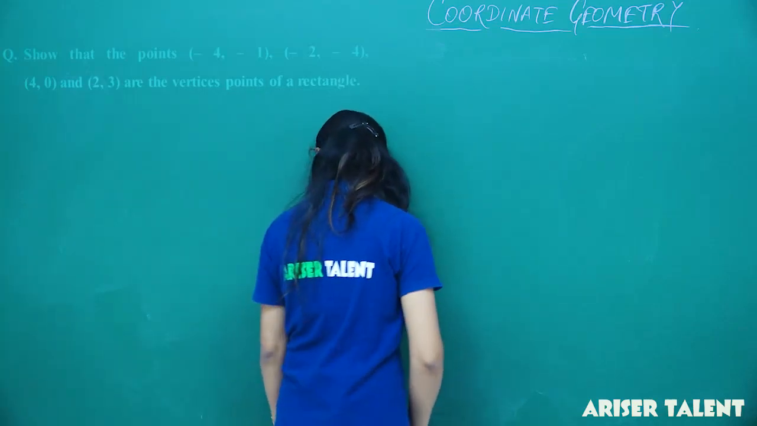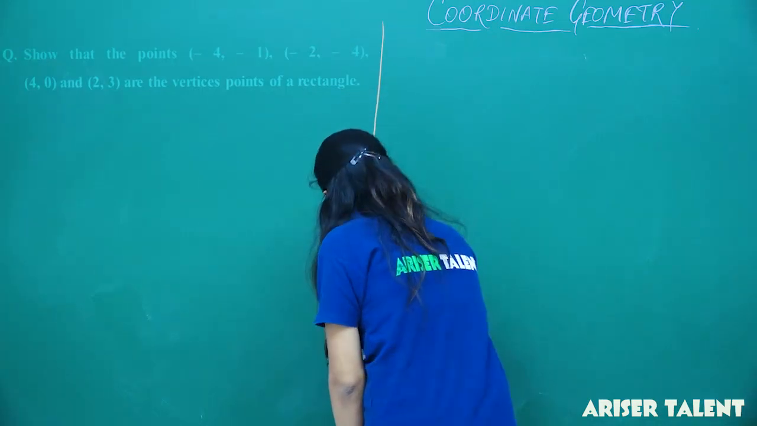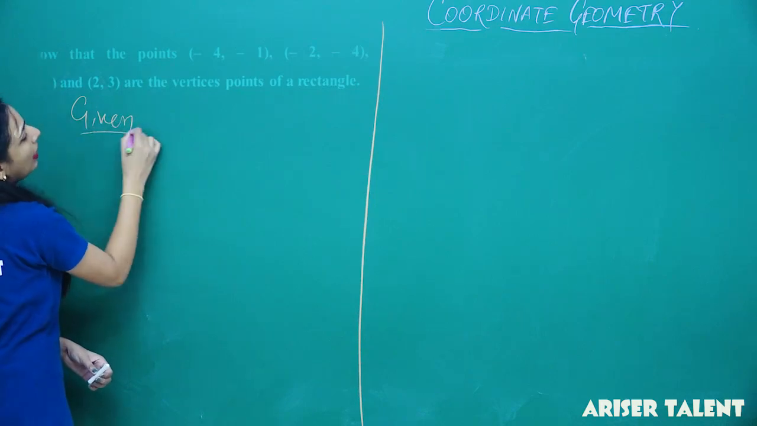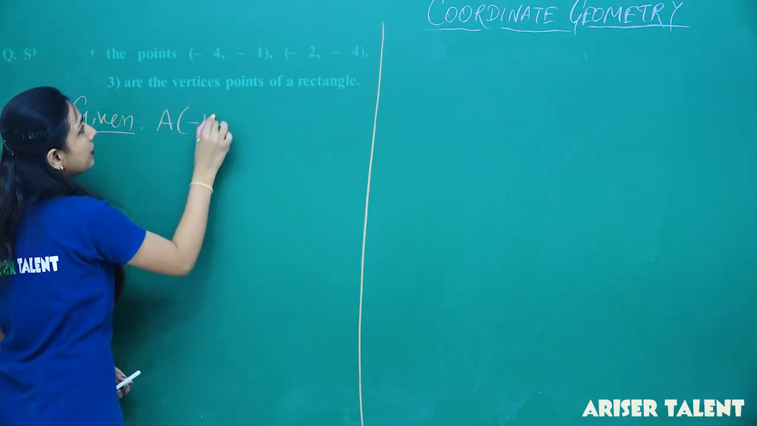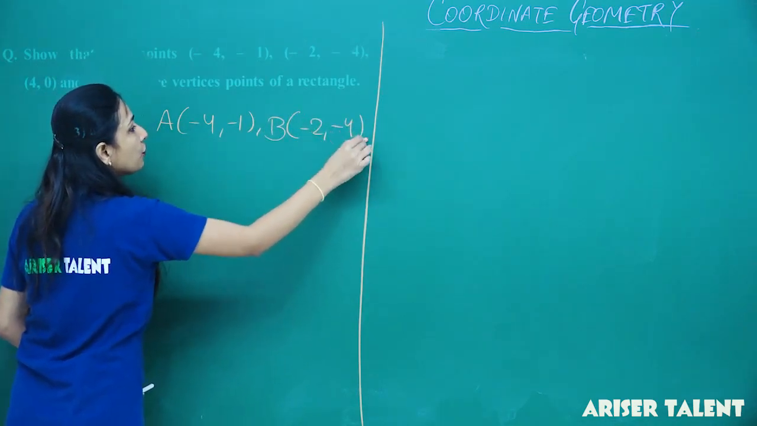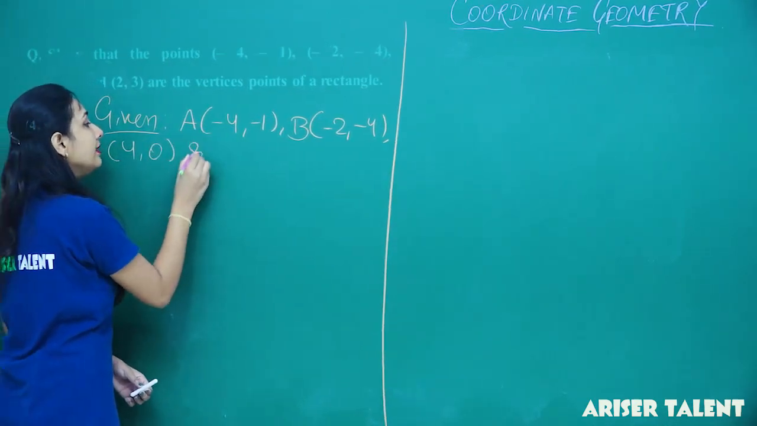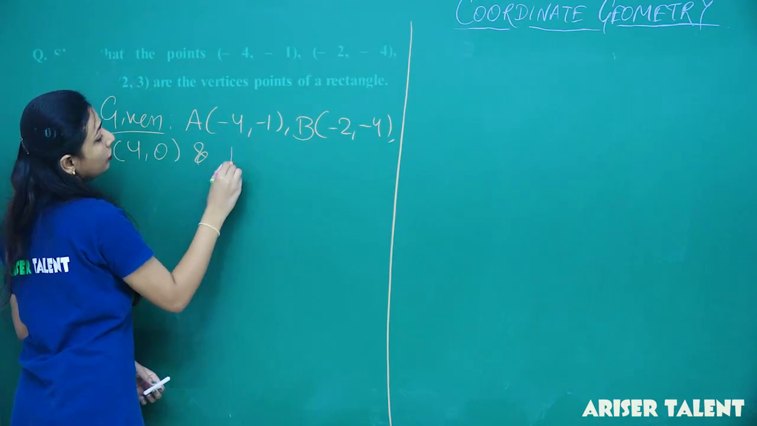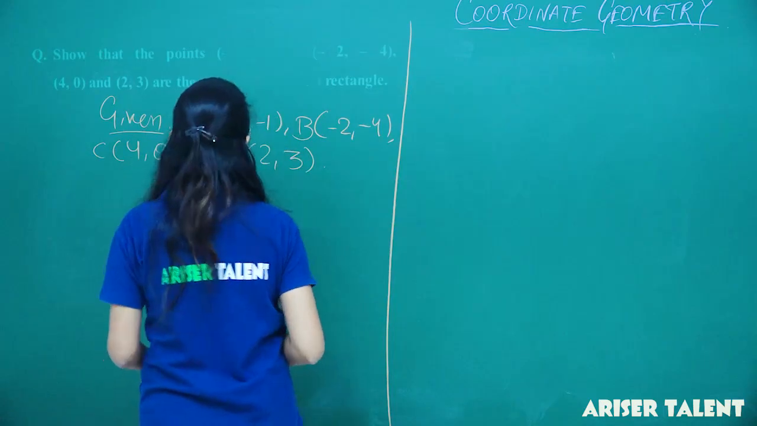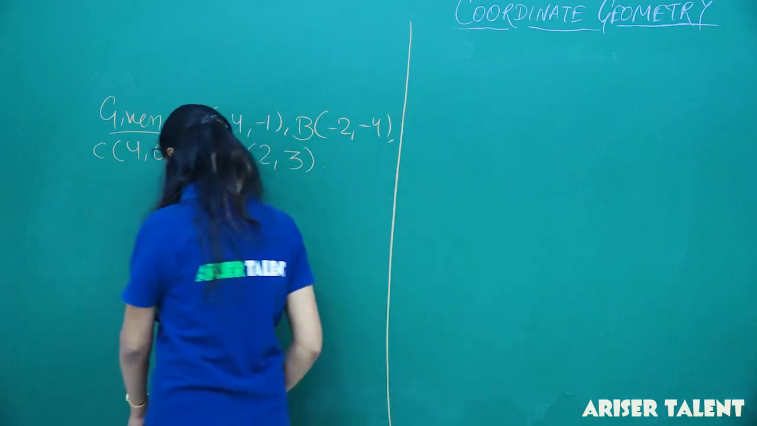Okay, so let's start with the given. We'll name it like A (-4, -1), B (-2, -4), and then C (4, 0), and D (2, 3). These are the vertices of a rectangle.